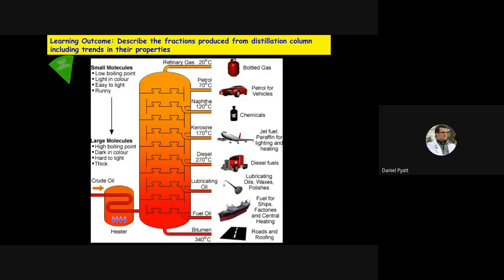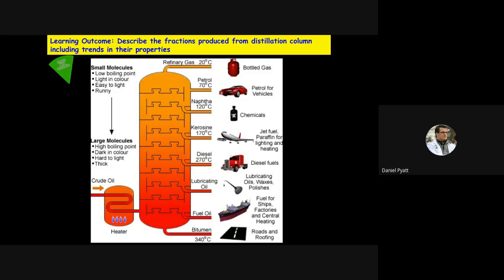Then we have a group of chemicals called naphtha, and that's 120. We use those for chemical stocks, like in the lab. Then we have petrol at about 70 degrees, which we use for petrol. And at the very top, we have refinery gases, which are our bottle gases that come out.